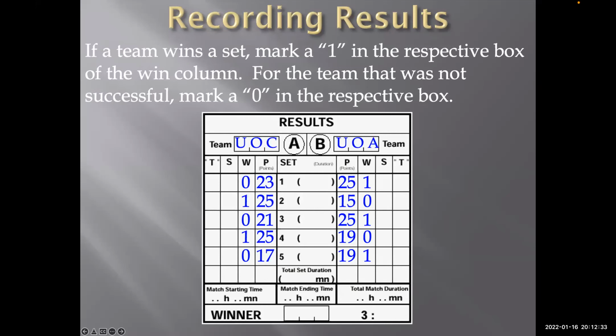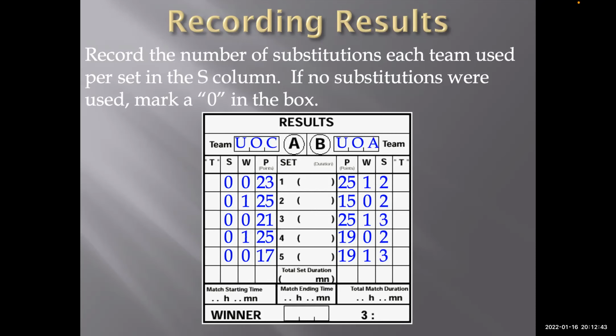The second one is for win or loss. So they either lost the set or they won the set. The next one is substitutions. So you're going to count the number of switches. If you were to go back to the set boxes, you would count the number of scores that are written down. So if there were 3 exchanges at the net, then you would write 3. If there were 2, you write 2, and so on. This should never be more than 6, using a 6 limited sub rule.